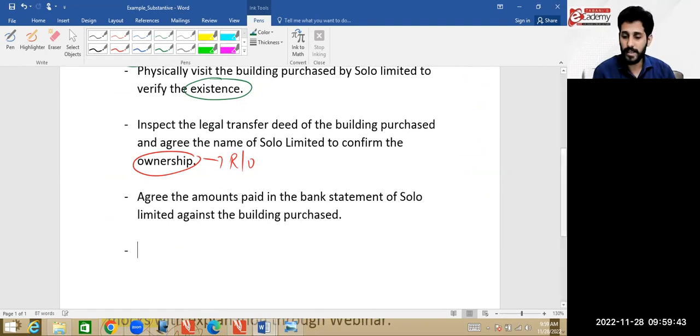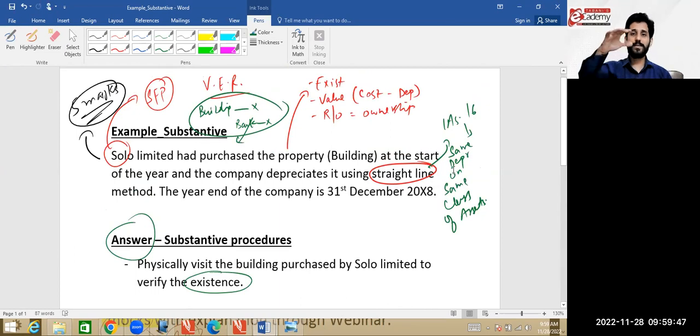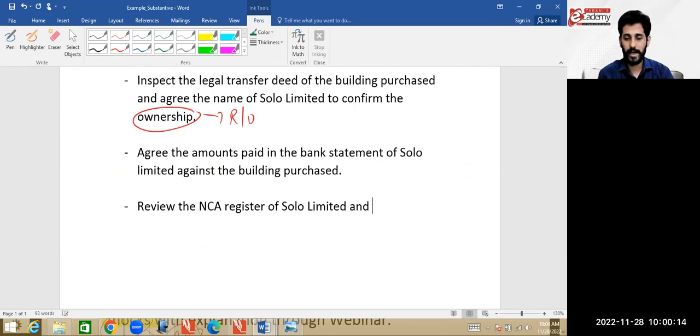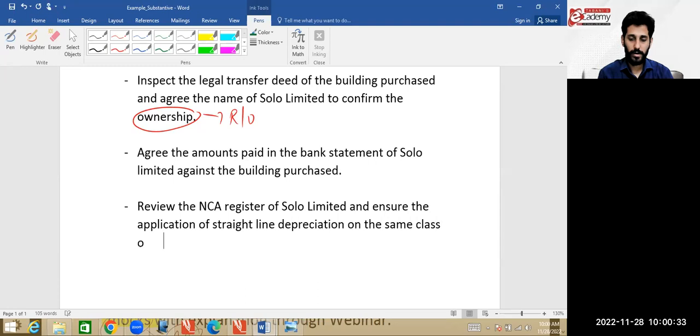Now, what IAS 16 says is that there should be the same depreciation on the same class of asset. So I will be reviewing their NCA register, non-current asset register, in order to confirm that on the same class of buildings, the straight line depreciation is being applied. So what you will be writing over here: review the NCA register of Solo Limited and ensure the application of straight line depreciation on the same class of buildings as per IAS 16.